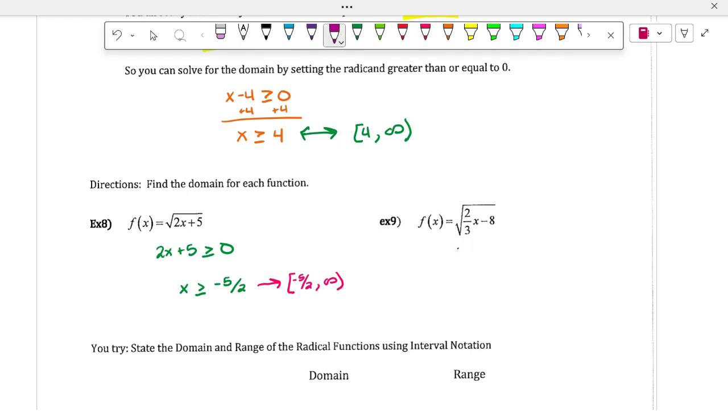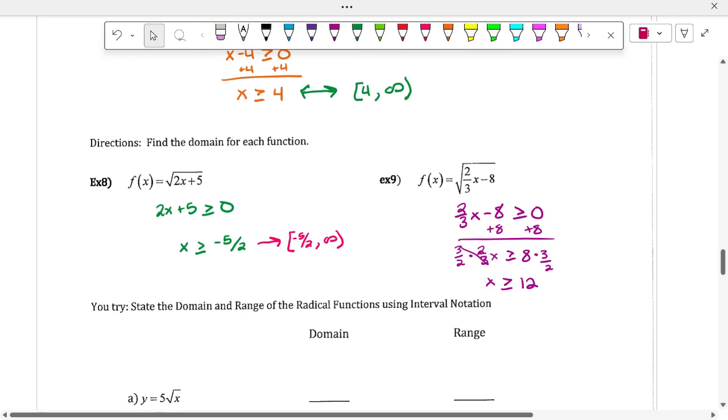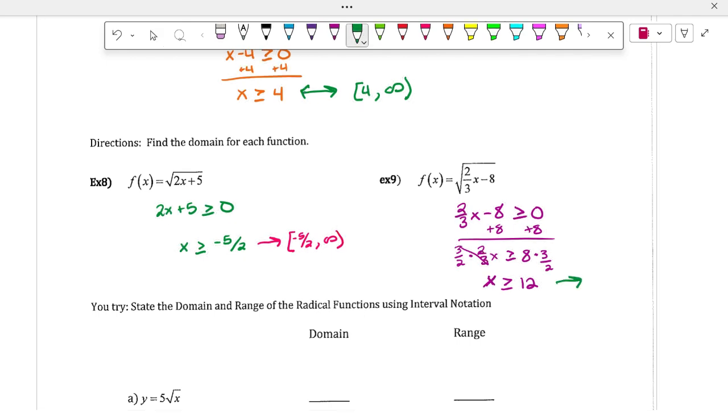Now, the other one: 2/3 x minus 8 greater than or equal to 0. We'll add 8 to both sides. I get 2/3 x greater than or equal to 8. We can multiply by the reciprocal on both sides, so that goes away. X is greater than or equal to 8 times 3, which is 24, divided by 2 is 12. So x has to be greater than or equal to 12. What's that in interval notation?